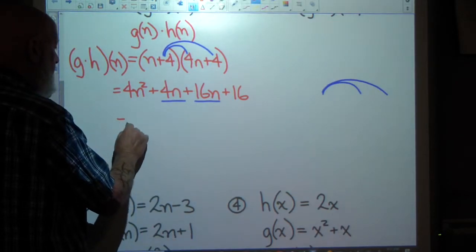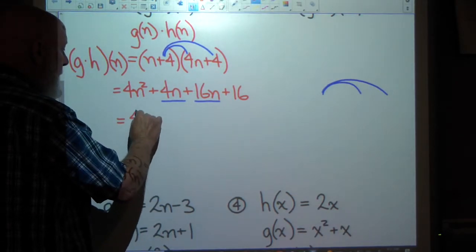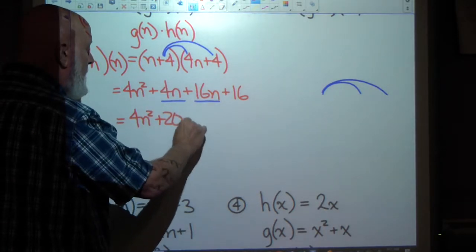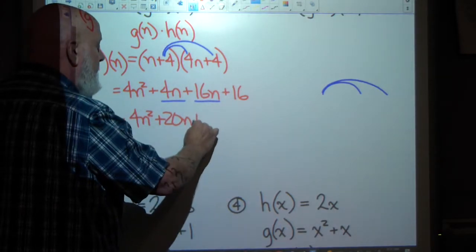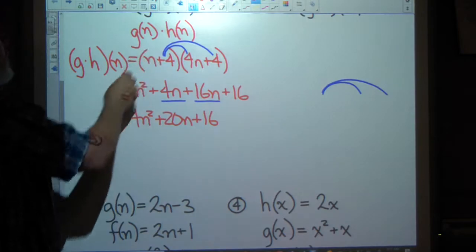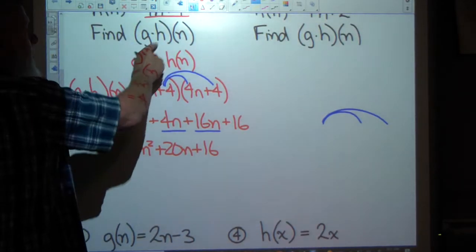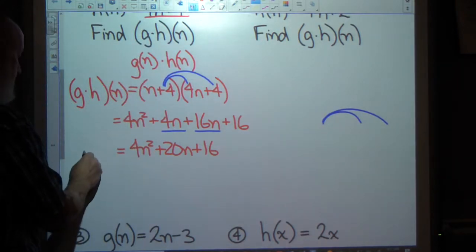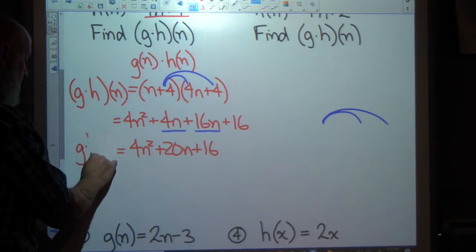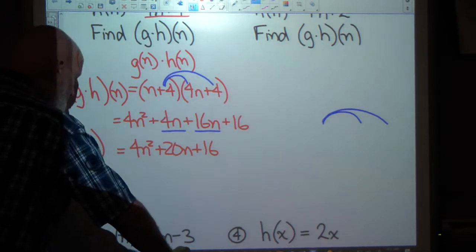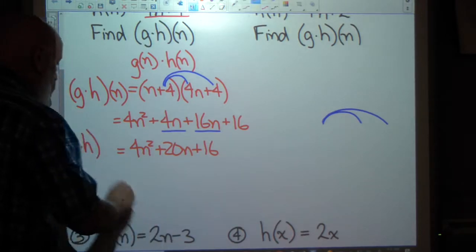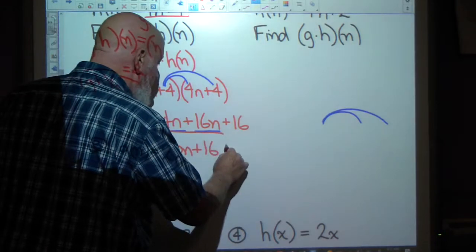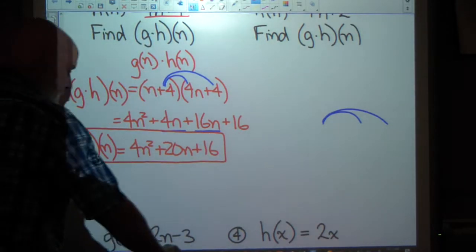This will equal 4n squared plus 20n plus 16. And that's g of n times h of n, or g times h of n. There we go. That's what we would be looking for in our standardized setting.